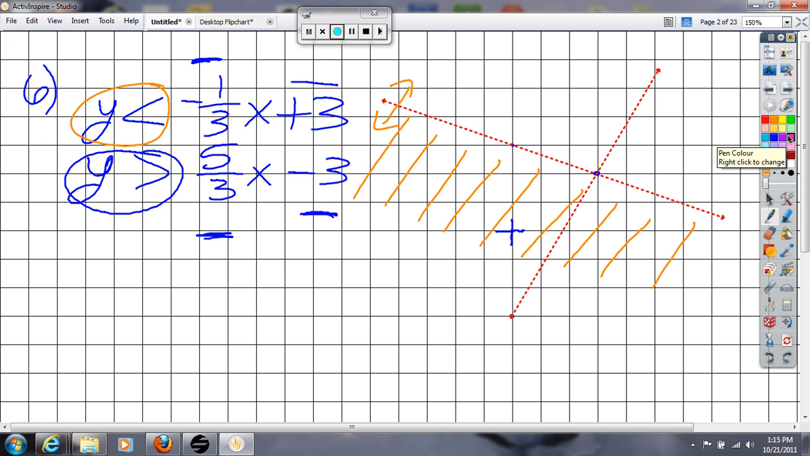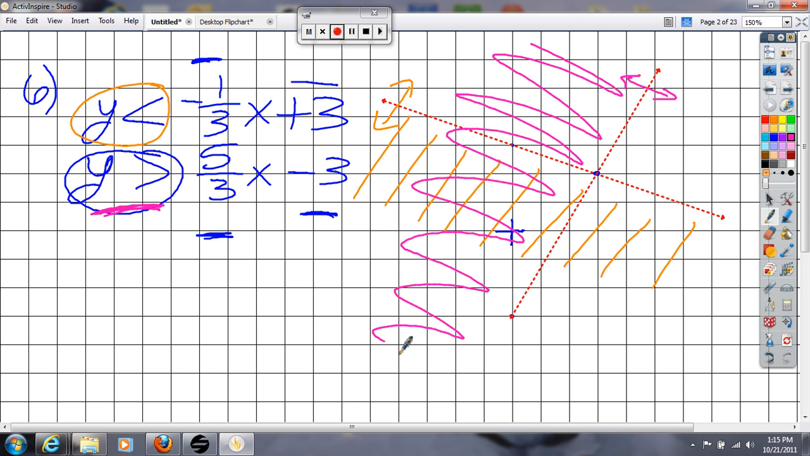And we have to shade. Which side are we shading? Again, this time it's greater than. So y is bigger than. Which one of the arrows point bigger? Greater. The one on the top, the one to the left. So this is the greater than side. And what's my overlap? My overlap is all of this and this. Okay?